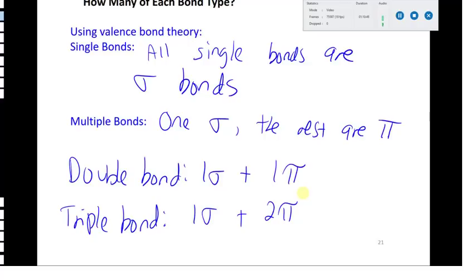So just for being able to predict what kind of bonds it is, you have to have a Lewis structure that shows correctly the bond orders between all the atoms. Otherwise, you cannot predict whether it's a sigma.